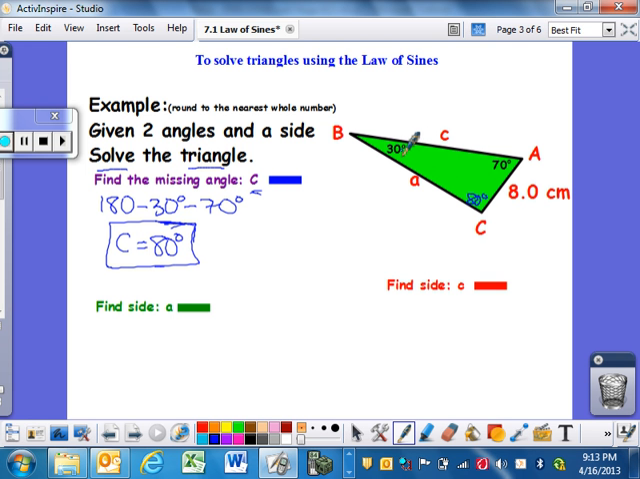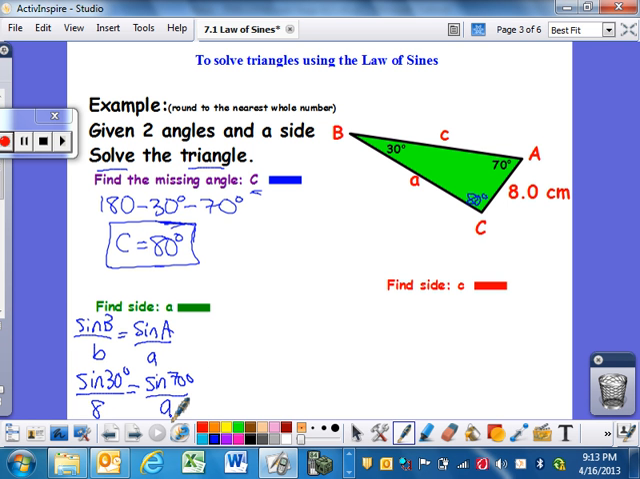So in this case, I'm given side B and angle B. I'm going to use the formula sine B over B, and to find side A, that equals sine of angle A over little a. If I plug this into my formula, sine of angle B is 30 degrees divided by side B, which is 8 centimeters, is equal to, if I want to find side A, because that's one angle that I found, sine of 70 degrees over A.